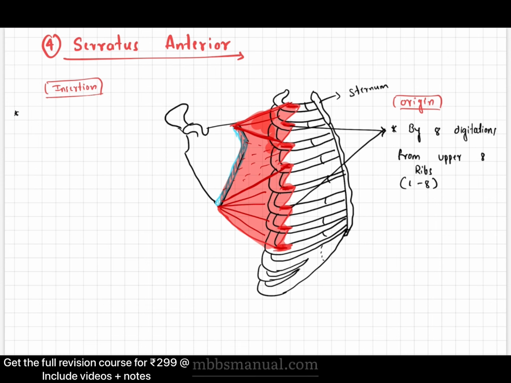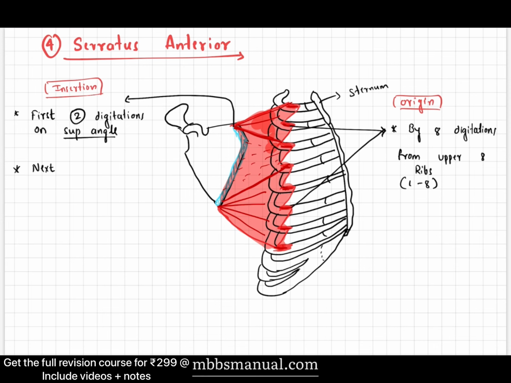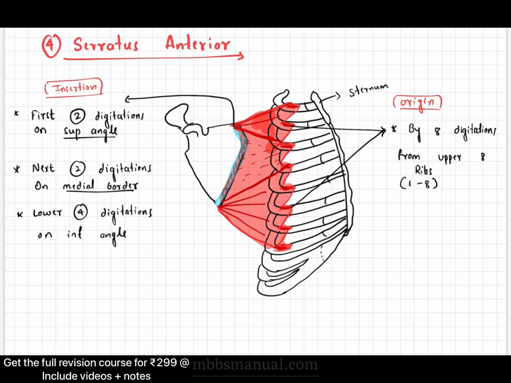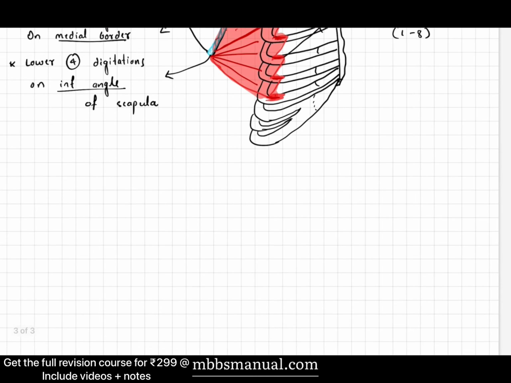Insertion of the muscle, as I said earlier, 8 digitations from upper 8 ribs. The first 2 digitations from the first 2 ribs will be inserting onto the superior angle of the scapula, as I showed in the diagram. The next 2 digitations will be inserting onto the medial border of the scapula, and the last 4 digitations from the lower 4 ribs will be inserting into the inferior angle of the scapula.